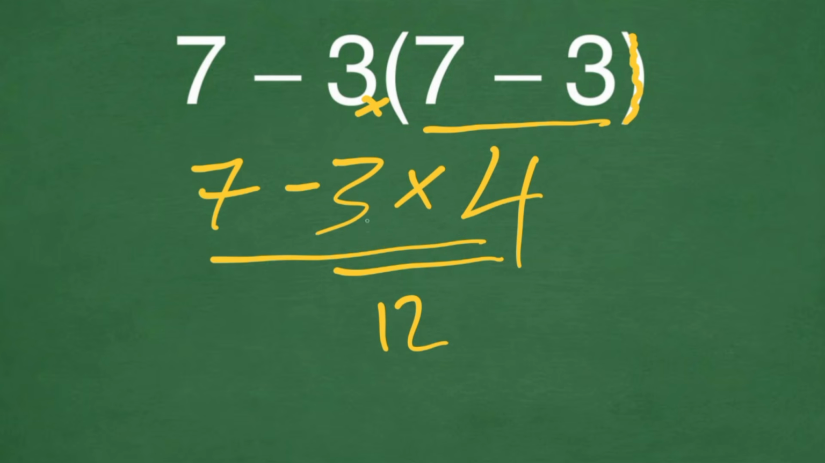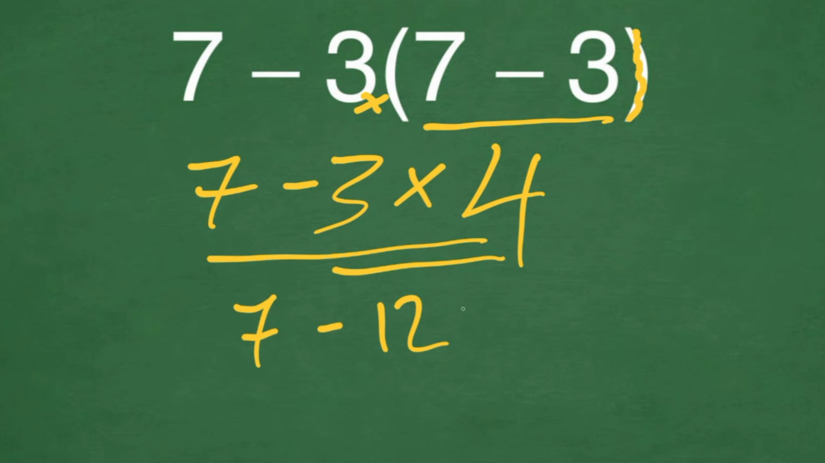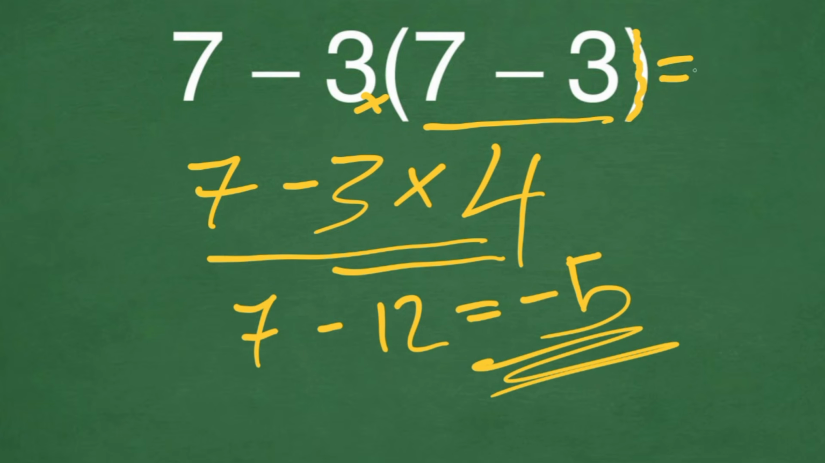So that is the idea. So 3 times 4 is 12, and 7 minus 12 is equal to -5. So the final answer to this question is -5.